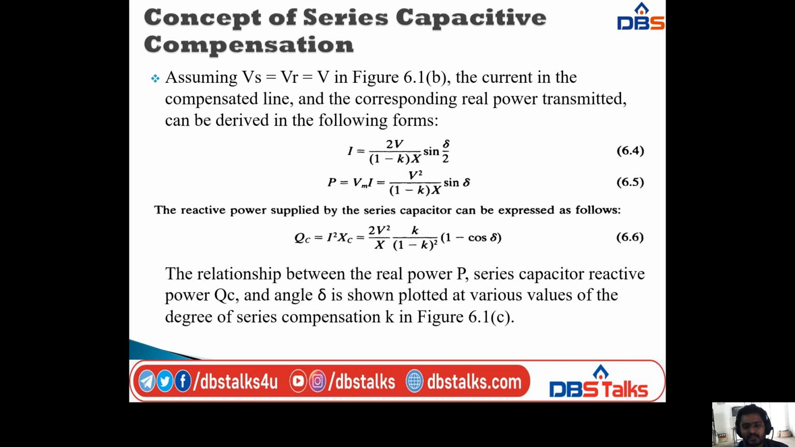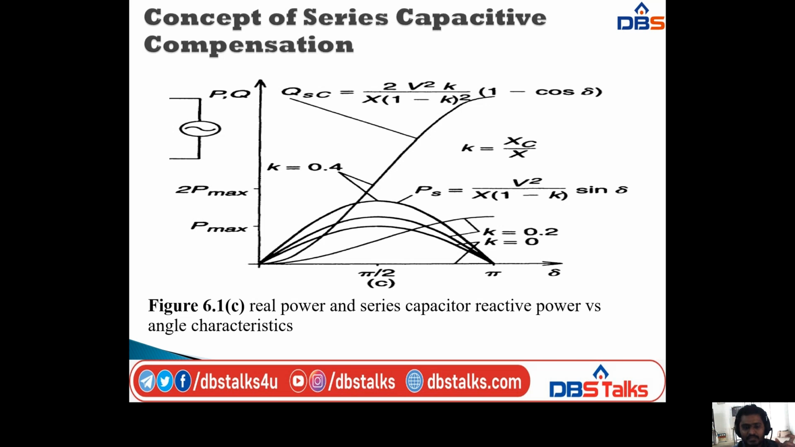The relationship between the real power P, the series capacitor reactive power Q_C, and angle delta, plotted at various values of the degree of series compensation k, is shown in this diagram. This diagram gives the relationship between real power and series capacitor reactive power versus angle characteristics. Here I am drawing the characteristic diagram between the real power P and reactive power Q versus angle delta.